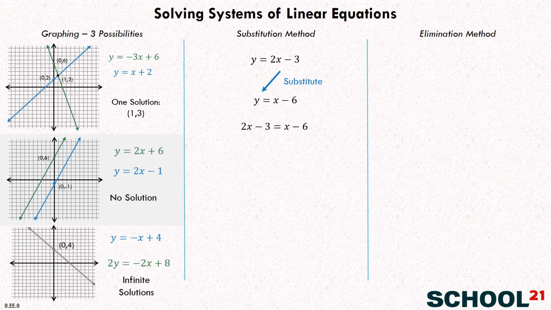So essentially what we've done here is just that substitution. We've taken this 2x minus 3 and we put it in for y. So now we have 2x minus 3 equals x minus 6. Make sense? Yeah. Now we can just go ahead and solve this. We'll go ahead and go through our steps here.